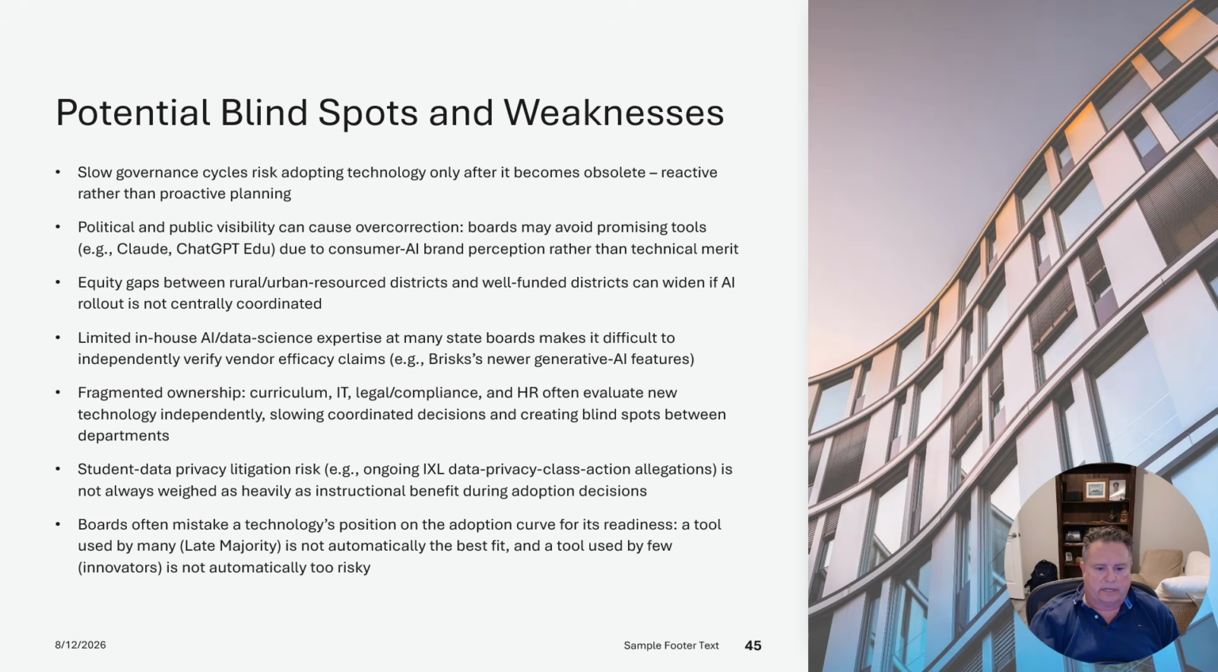And boards often mistake a technology's position on the adoption curve for its readiness. So a tool used by many, such as the late majority, is not automatically the best fit. And likewise, a tool used by few, the innovators, is not automatically too risky.